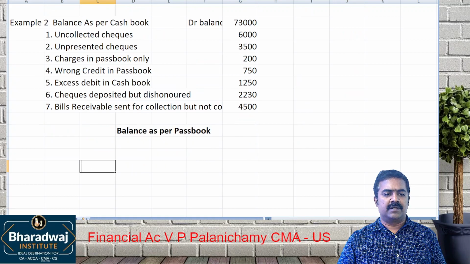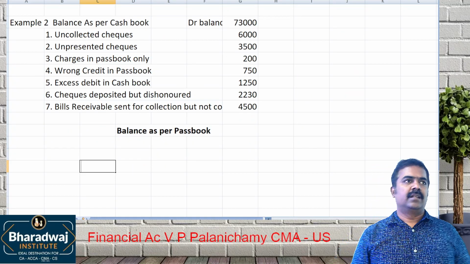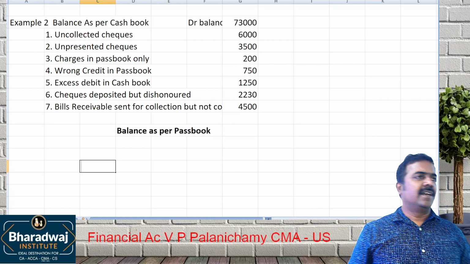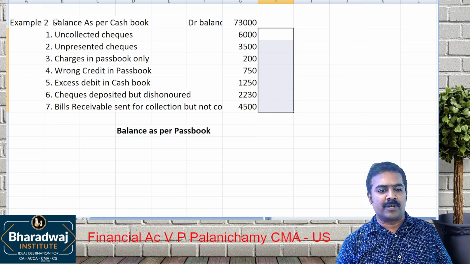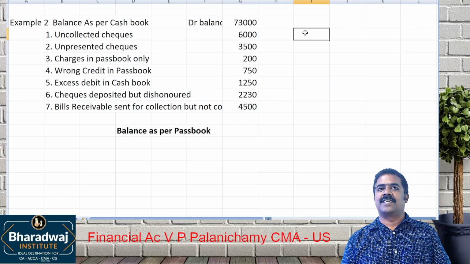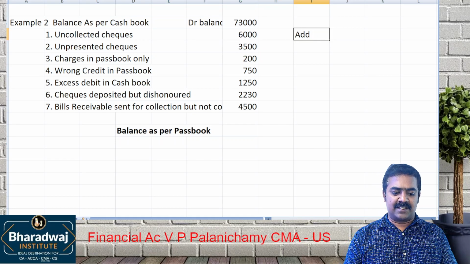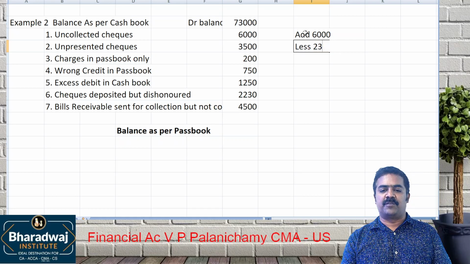Try this question. What I am requesting is, do the plus and minus part alone. As I told you earlier, don't copy the question. Just assign plus or minus. For example, add 6000, less 3500. Do only this part as rough work in your notebook.